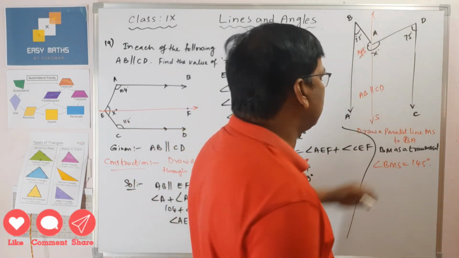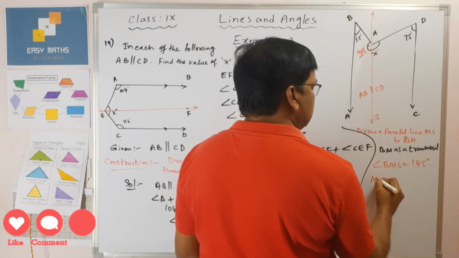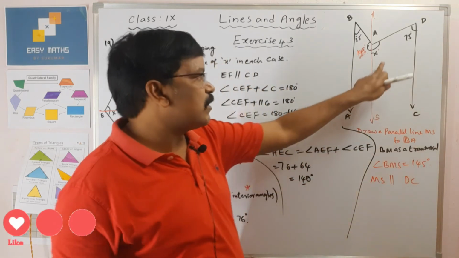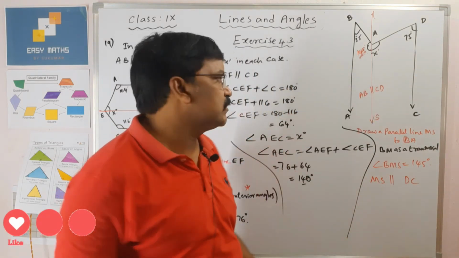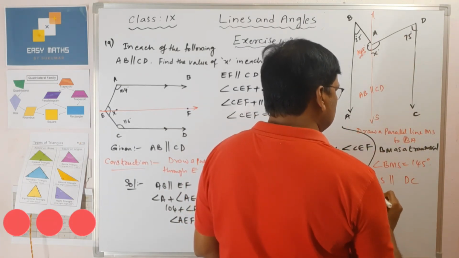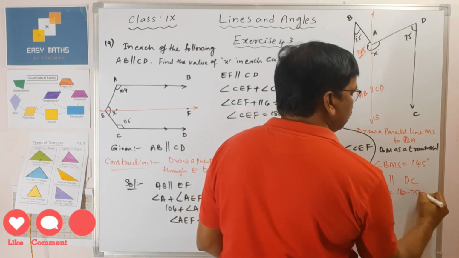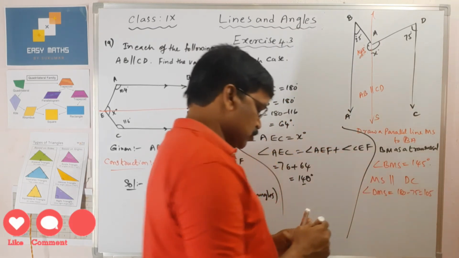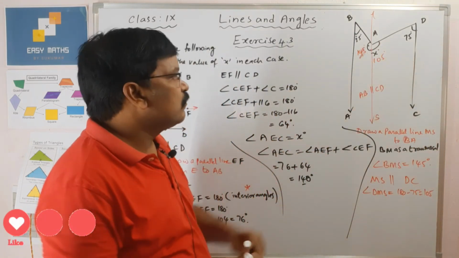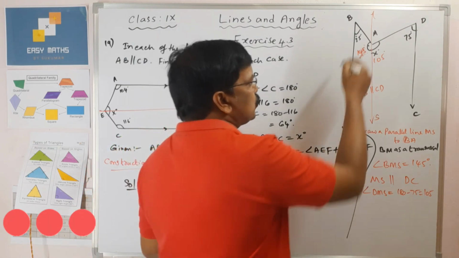Similarly, coming to this side, my dear students, these two lines are parallel. MS is parallel to this DC. So the sum of these two angles is also 180 degrees. That means angle SMD, or angle DMS, is equal to 180 minus 75, that is equal to 105 degrees. So here this is 105 degrees. And what about this angle? 145 degrees. So here we have to find this x.